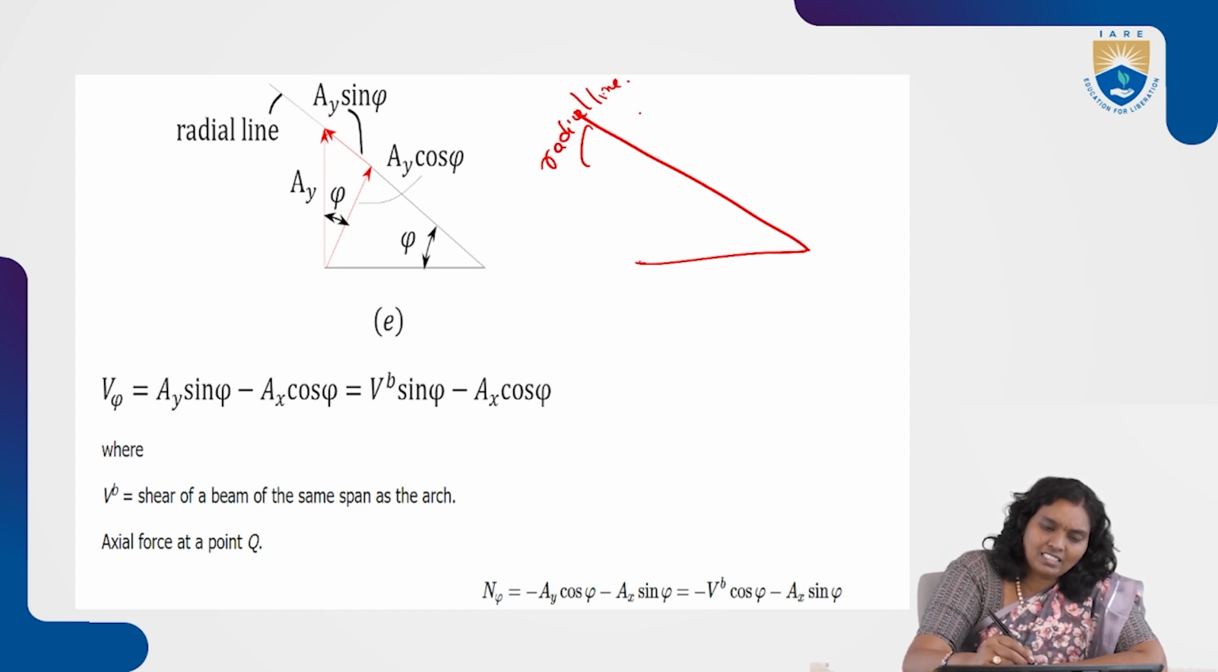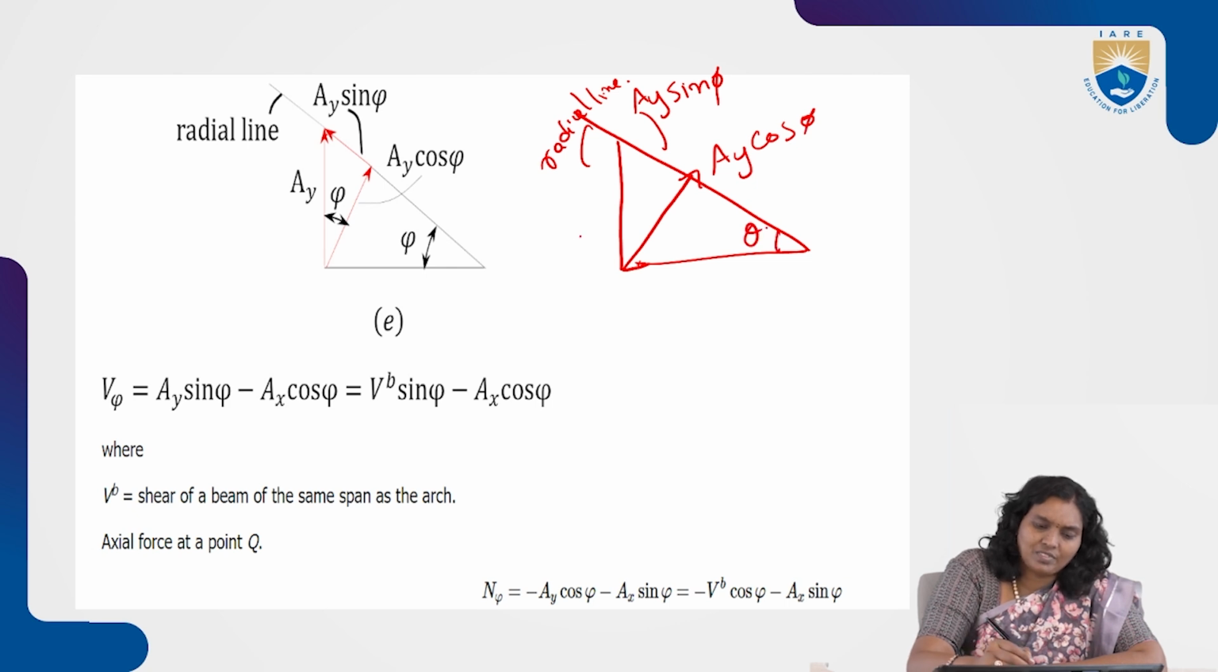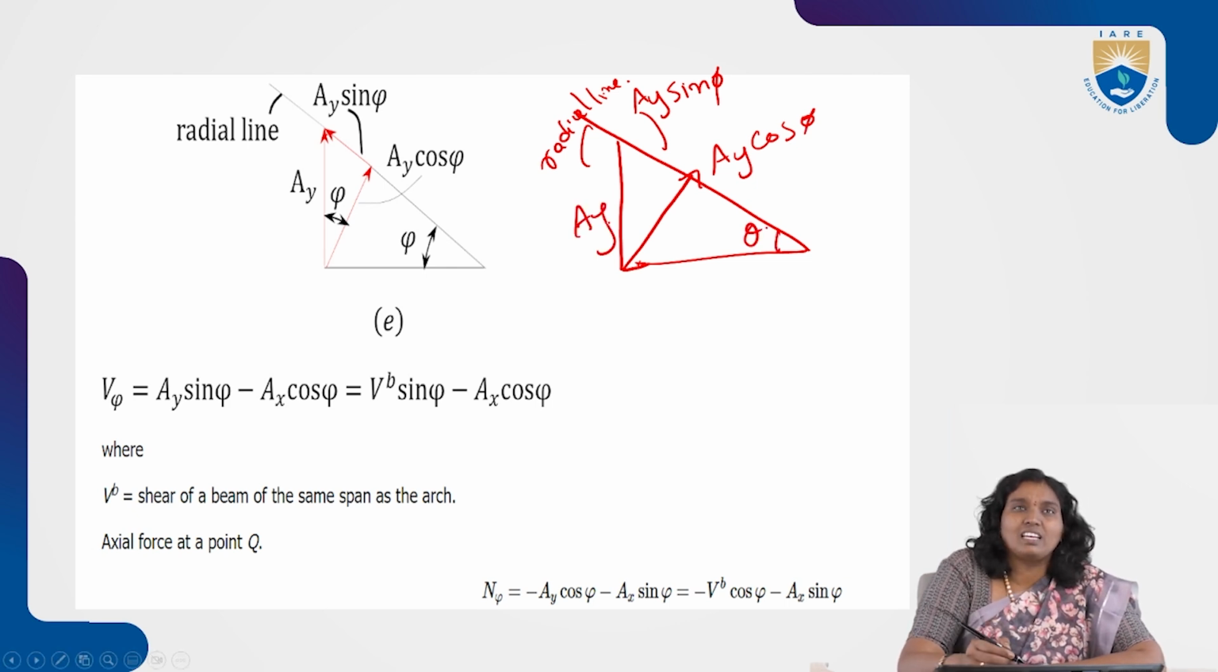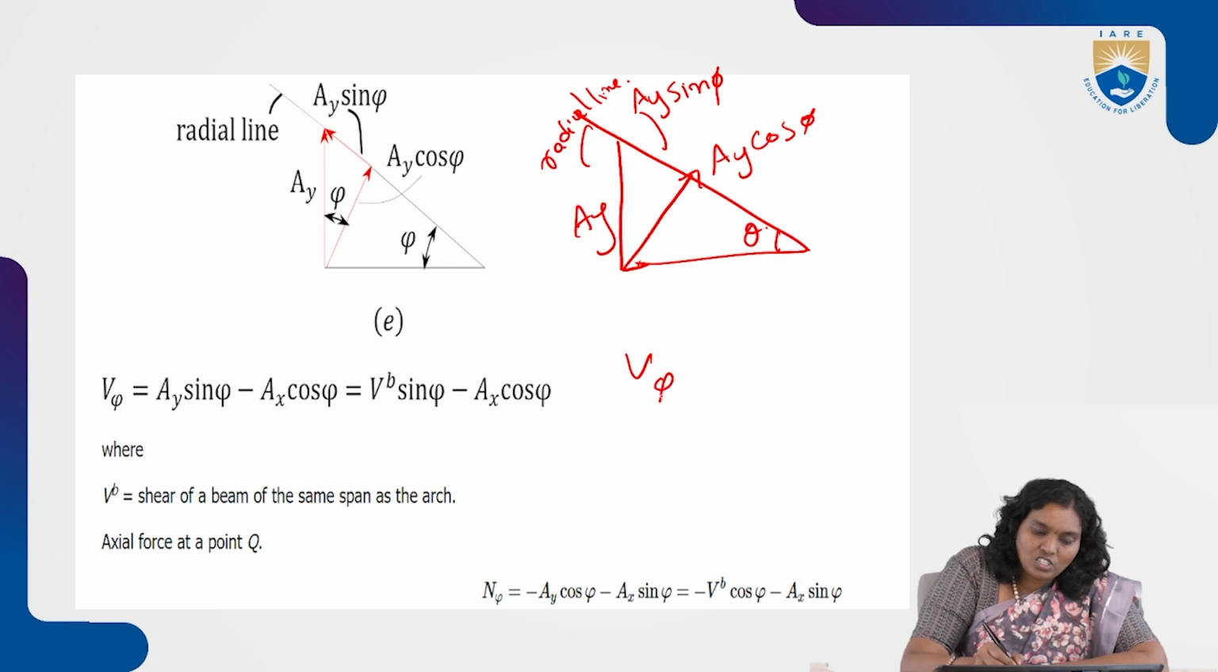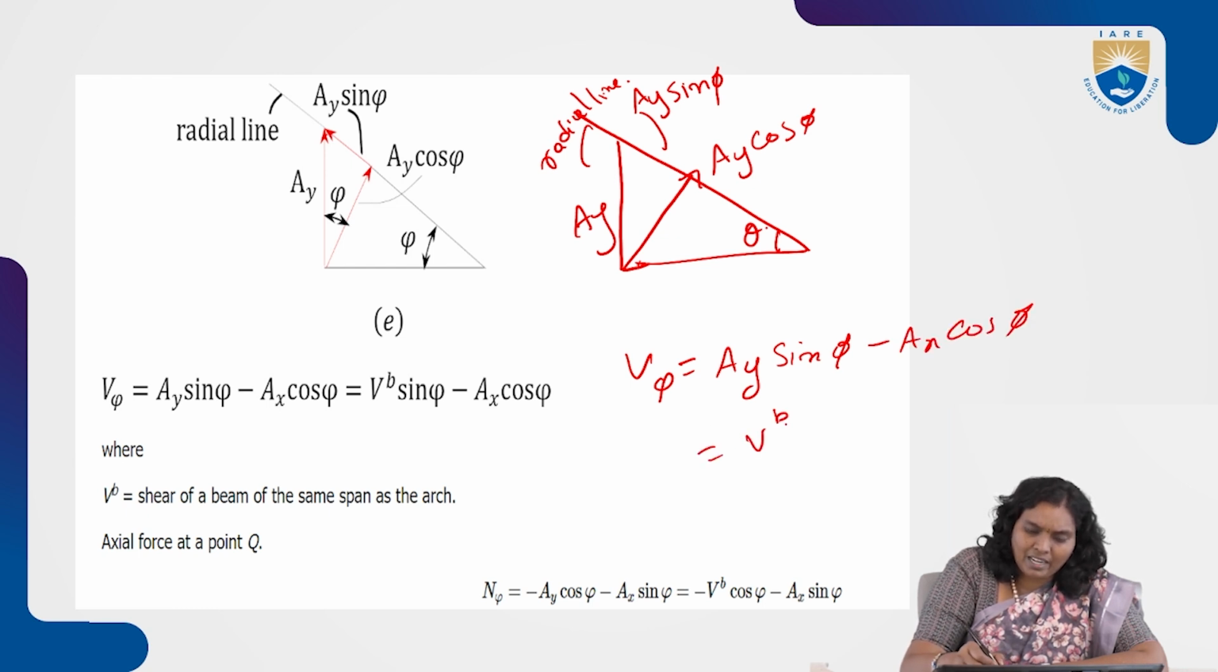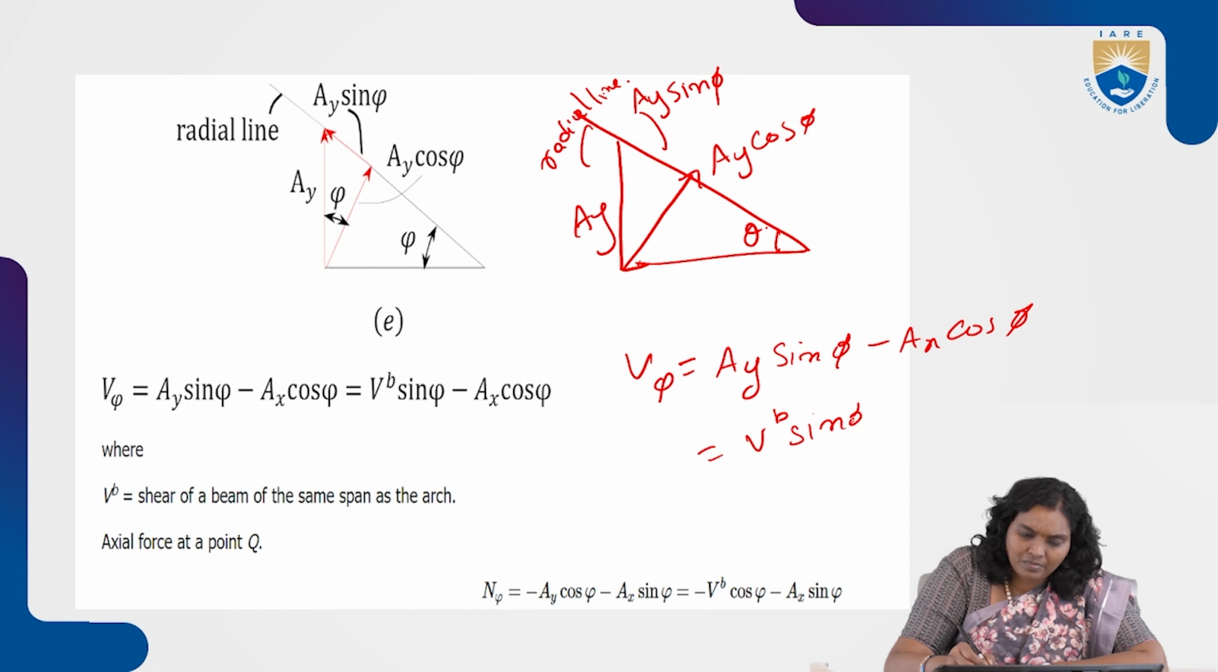Here that angle is nothing but AY sin phi, and from here to here, this is vertical. From here to here, perpendicular to that, is AY cos phi. This is the angle theta and this is AY. This is the radial line. From here, the shear of the beam is equal to AY sin phi minus AX cos phi. So V at the rate of the beam is sin phi minus AX cos phi.